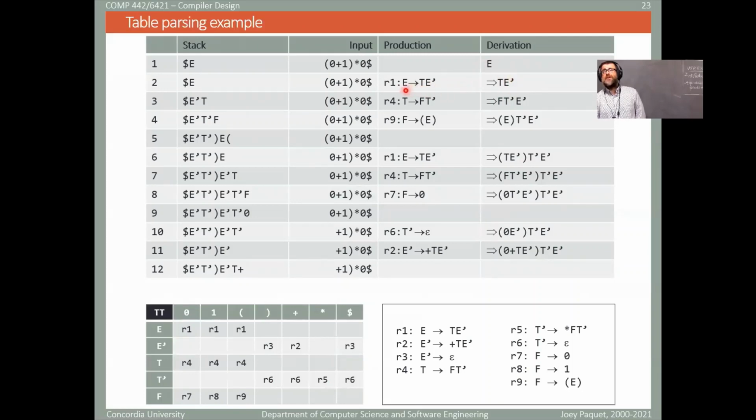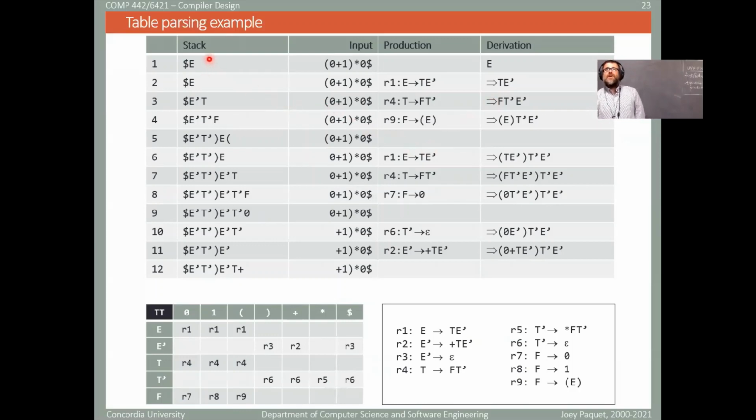For example, here, I am transforming this E into TE prime. So here I have a derivation step that transforms the sentential form E into TE prime. Here I'm transforming a T into FT prime, which is followed by E prime. Okay, so you see that it's pretty clear what the derivation steps involved are.